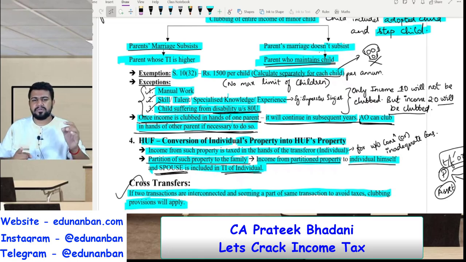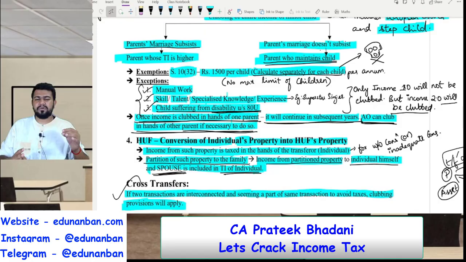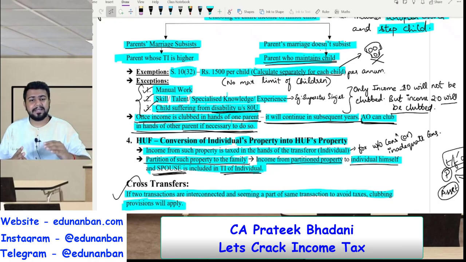If the minor child is doing manual work and getting the income from the manual work, then income will not be clubbed. Number two, income received because of the skill, talent, specialized knowledge or experience of the minor child. I gave you the example of a superstar singer. If a child goes to a superstar singer competition and, because of their terrific singing talent, receives a cash prize, then that cash prize will be taxable in the hands of the minor child itself. It will not be clubbed in the hands of the parent.